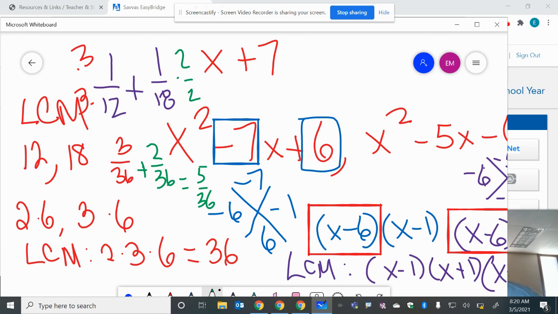Well, we're not adding anything with this current trinomial, so I will leave that for the next screencast. I hope that helps clarify how to find the lowest common multiple with a trinomial.